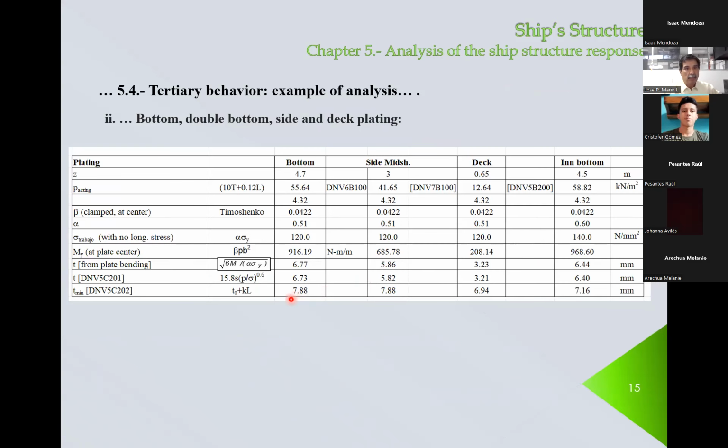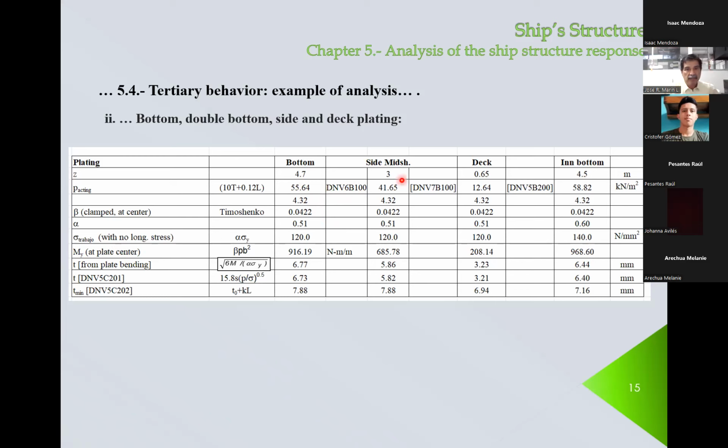In this case, I'm just going to explain this one. The others are similar. For example, for the bottom, this is the pressure that we need to apply and the formula that we employed. This is the aspect ratio of each plate panel. So this is going to be equal to the spacing between longitudinals and the spacing between transverse frames. So it's going to be 2.7 divided by 0.63, more or less.